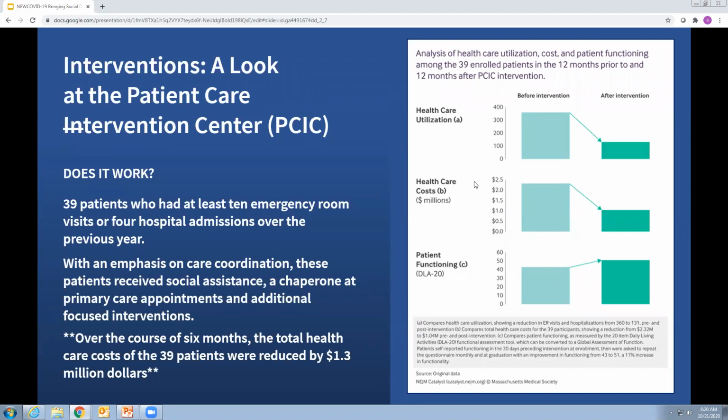And what they found was that over the course of 6 months, they were able to save close to $1.3 million. So as you can see, before and after intervention, there is clearly a decline in healthcare utilization. There is a decline in cost, and then there's an improvement in patient functioning.